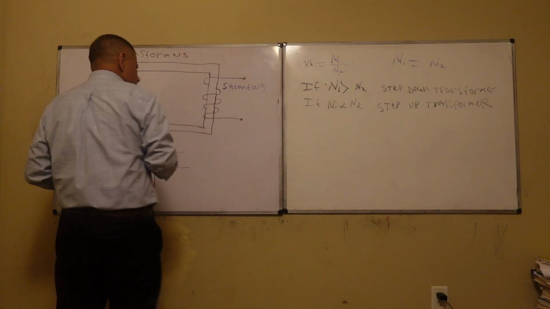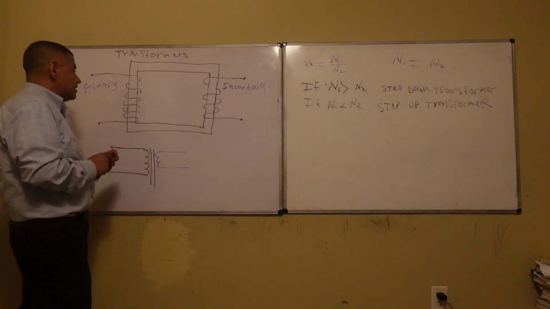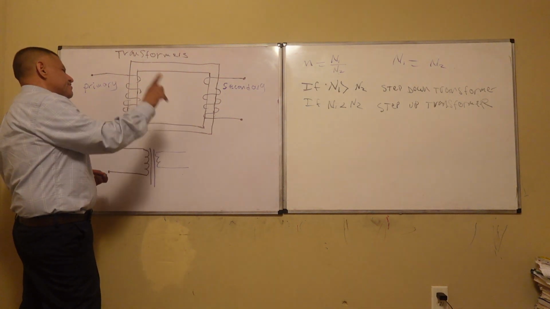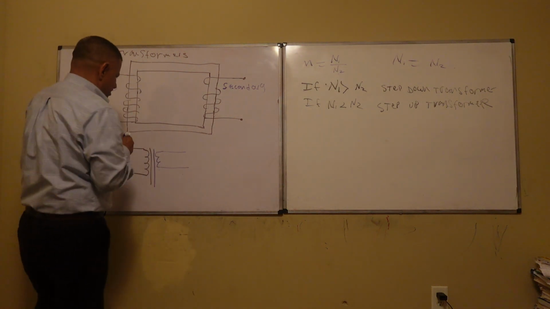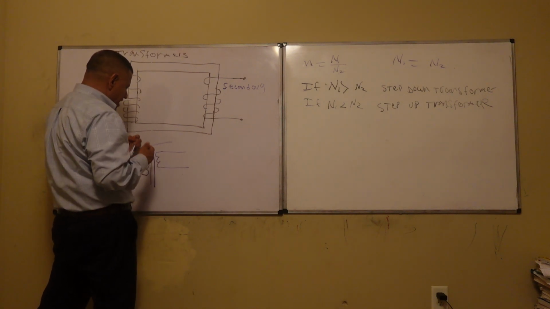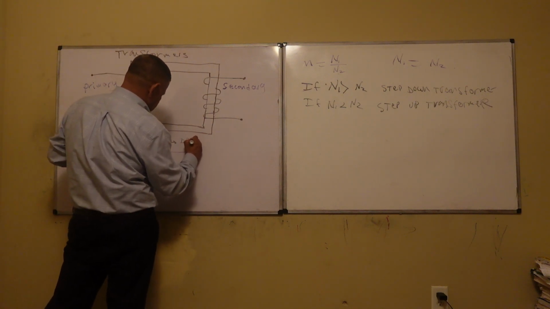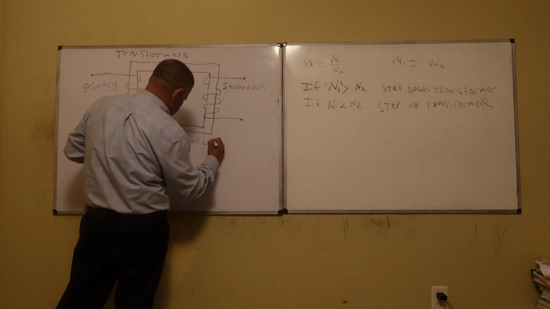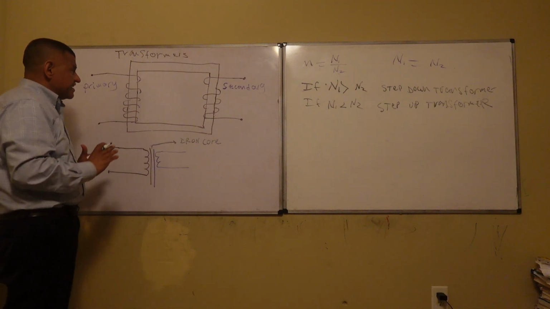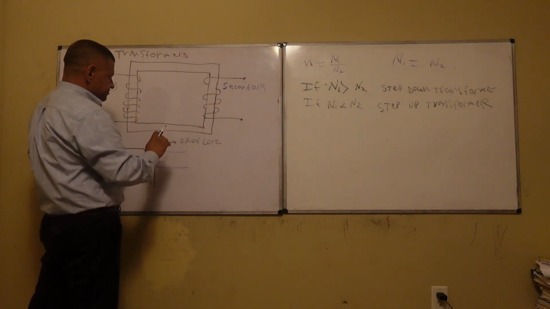Now think about it. This is what makes the transformer, right? It's just a coil, just a bunch of copper wire wrapped around this iron core. This right here is normally called the iron core. So basically it generates a magnetic field around this, and then it generates what's called a flux, right?